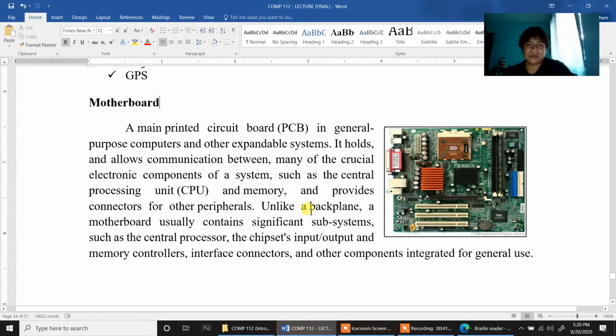Then we have the motherboard, the mother of all boards. A motherboard is the main printed circuit board, PCB, in general purpose computers and other expandable systems. It holds a lot of electronic components, especially the CPU, memory, hard drive, and so on.